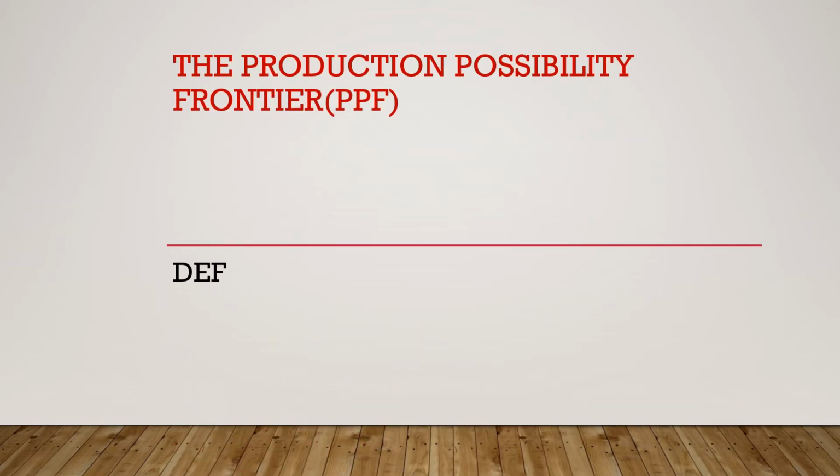Today I'm going to talk to you about the production possibility frontier. This is a topic in microeconomics and it discusses production, how a country decides how to use technology and resources to produce certain goods.